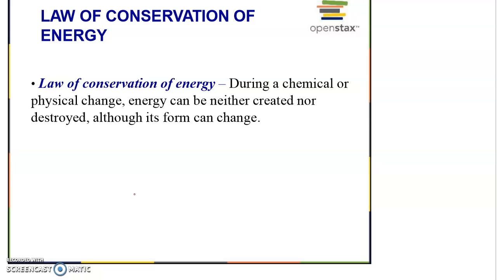The law of conservation of energy. That means during a chemical or physical change, the energy cannot be created or destroyed. It can only be transferred from one form to the other. For example, it can be converted from potential energy to kinetic energy or potential energy to thermal energy. But it cannot be suddenly destroyed or created. The whole system, the energy will be conserved.